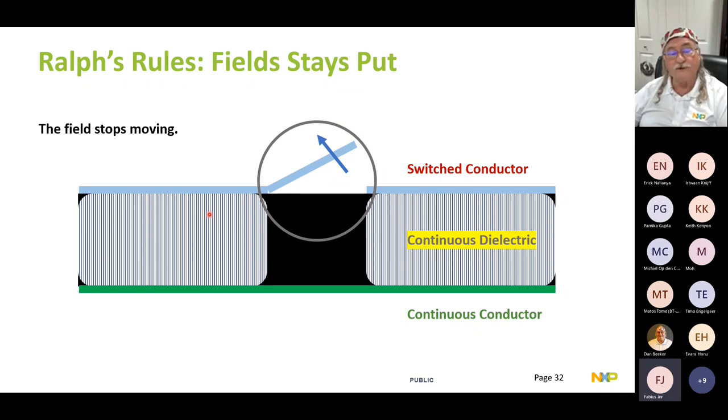It doesn't want to move because it doesn't see a place to go. And then the energy that passed through on the right-hand side will continue to move depending on what's at the other end. If there's another switch, then that field will move into another space. If there's a load of some sort, then that field energy will be consumed, converted to kinetic energy if you're driving a motor or turning on a light bulb.